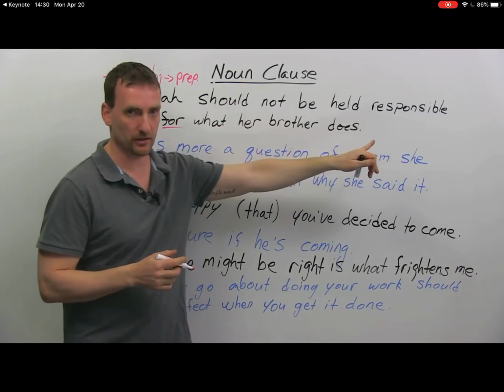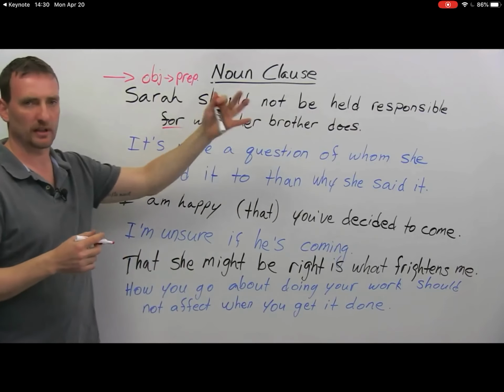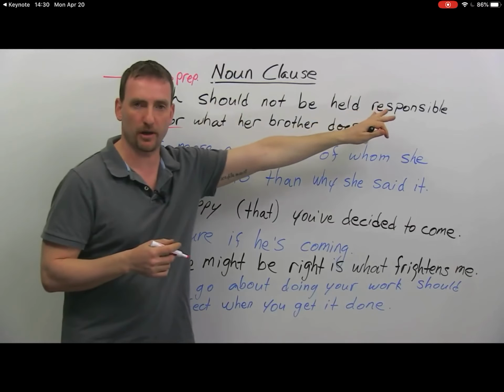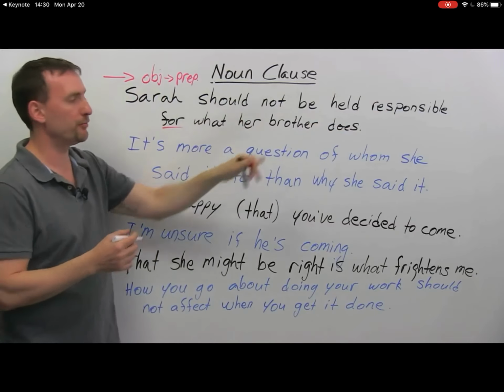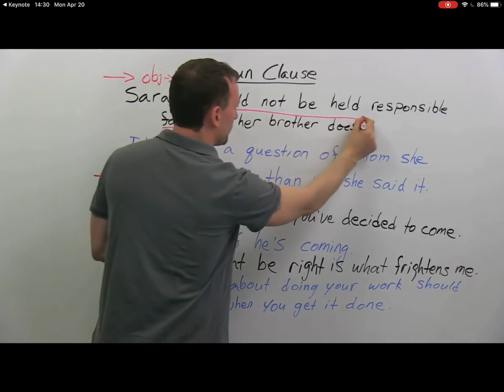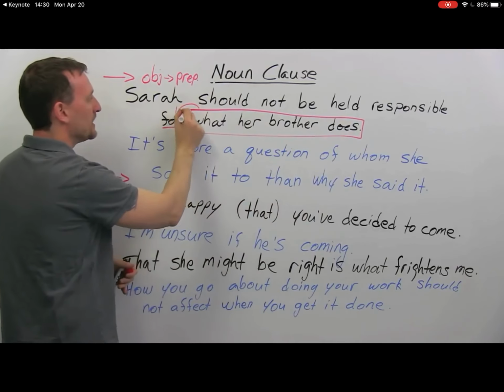Sarah should not be held responsible for what her brother does. So now I'm giving you an explanation: what she should be responsible for. For what her brother does. So again, here's your noun clause. And it is the object of for.